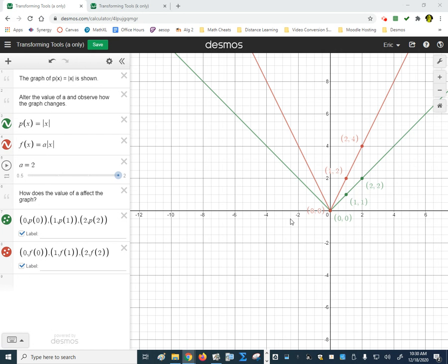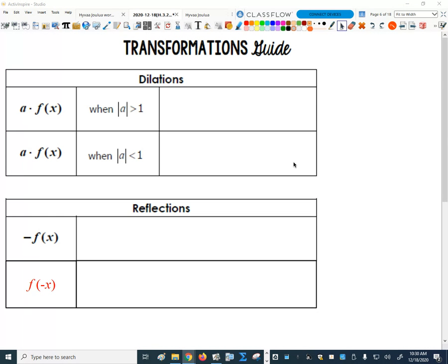Okay. All right. So then what could we say here? If a is greater than 1, if the absolute value of a is greater than 1, what's going to be happening to my function?